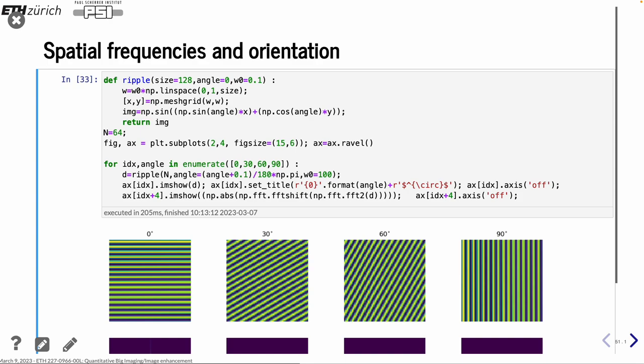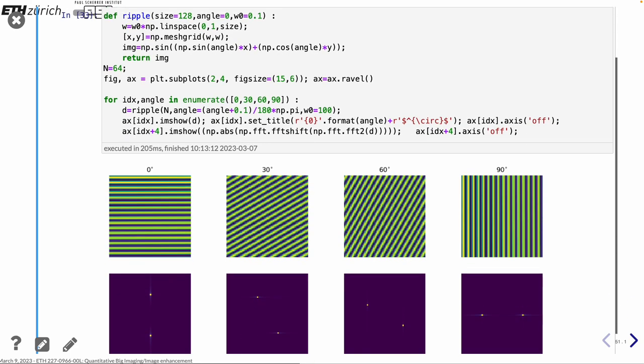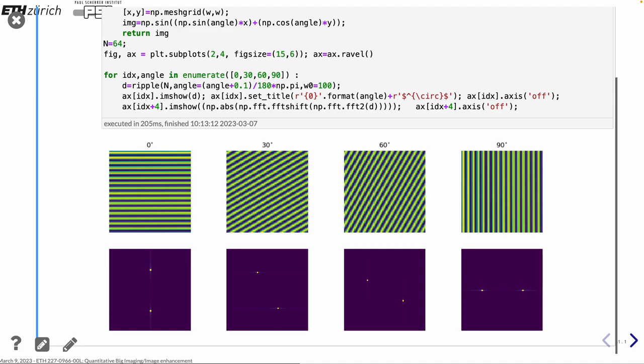Another very interesting thing about the Fourier transform: now we have worked with essentially symmetric filter kernels, but you can also filter orientations with the help of the Fourier transform. So here I have plotted different orientations. We have 0 degrees, 30 degrees, 60 and 90.